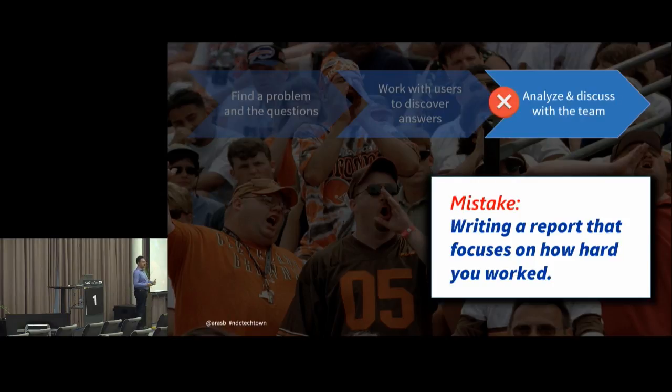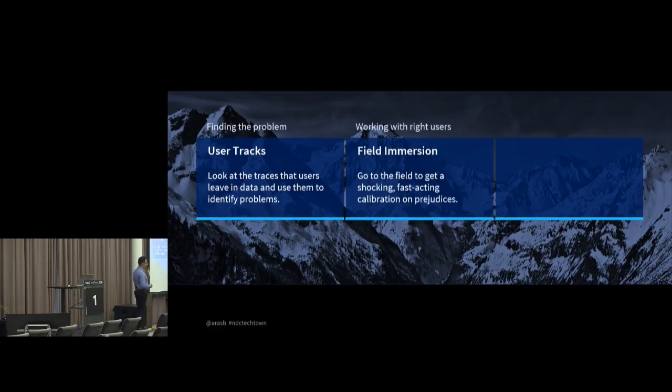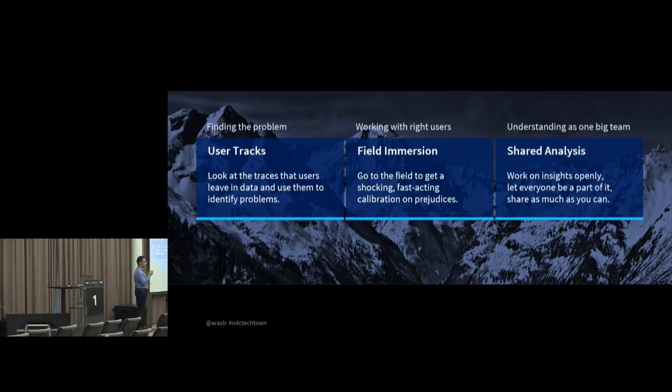And today I'm going to share with you 3 simple methods that you can use to avoid that. So I'm going to start with what I call the user tracks. Basically, it's a way to find the problem by looking at the actual user data. Then we're going to work with the correct actual users to get to those insights by a method called field immersion. And then we're going to understand the big picture together with the team using a method called shared analysis. So I'll just go ahead and dive in.